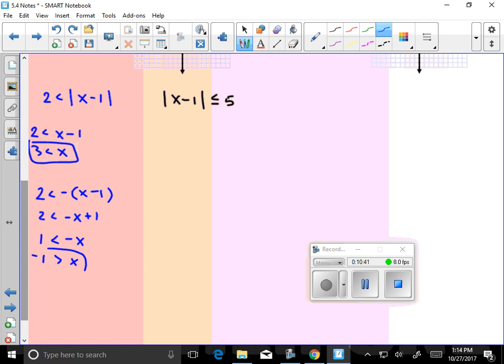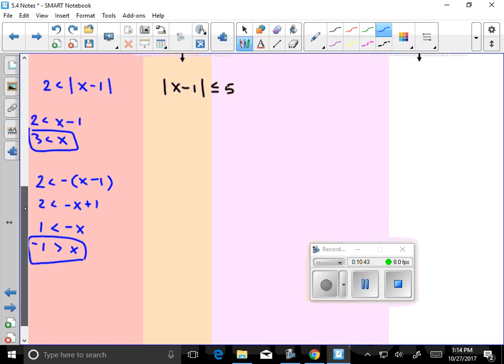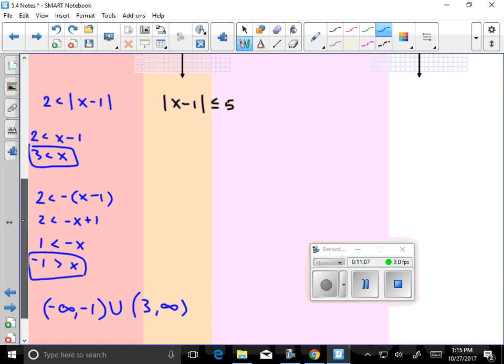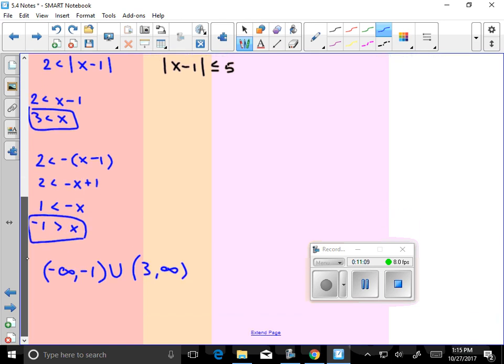So I know x is greater than 3, and x is less than negative 1. So let's just go with me for a second here. Negative infinity to negative 1. That's this interval, right? X less than negative 1. Or x greater than 3. That gives me that interval. Is everybody okay with that?